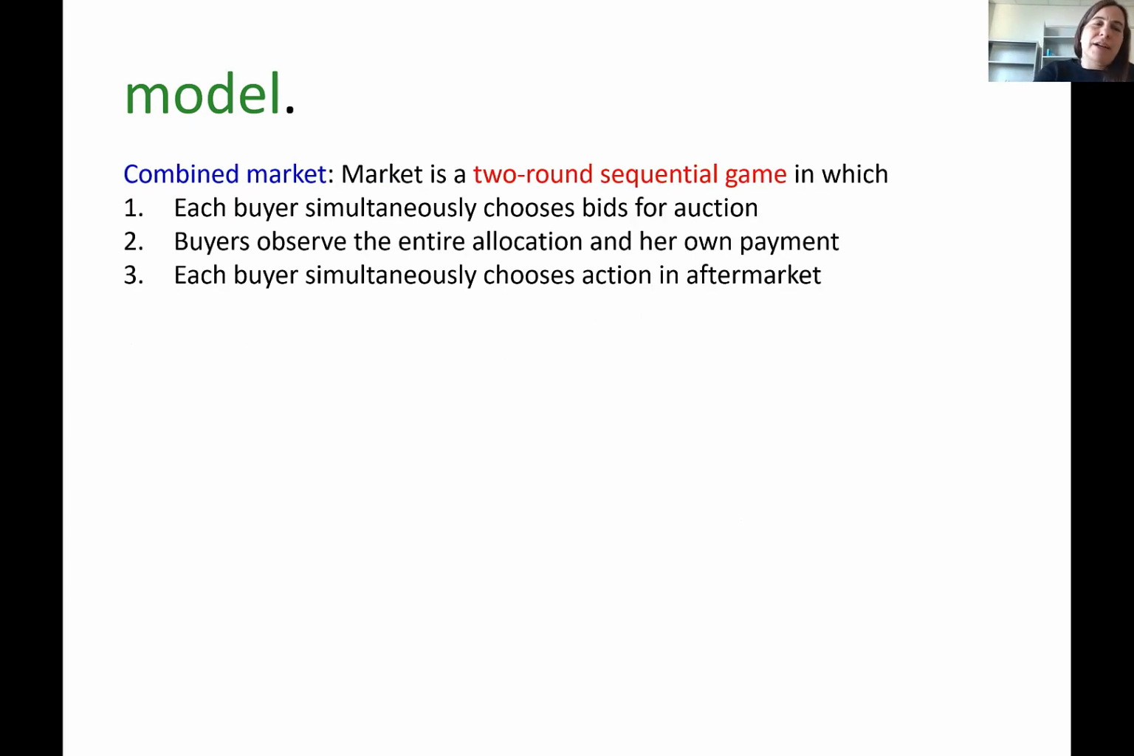So these two market components suggest a sequential game, in which each buyer first is going to choose bids to submit to the auction. And then the buyers are going to observe, as I said, the allocation and her own payment in that auction. And then in the next stage, the second stage, number 3 in this slide, each buyer will simultaneously choose an action in the aftermarket.